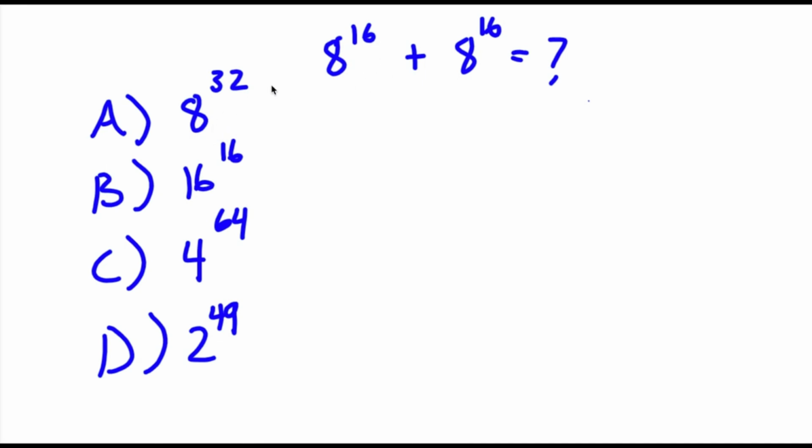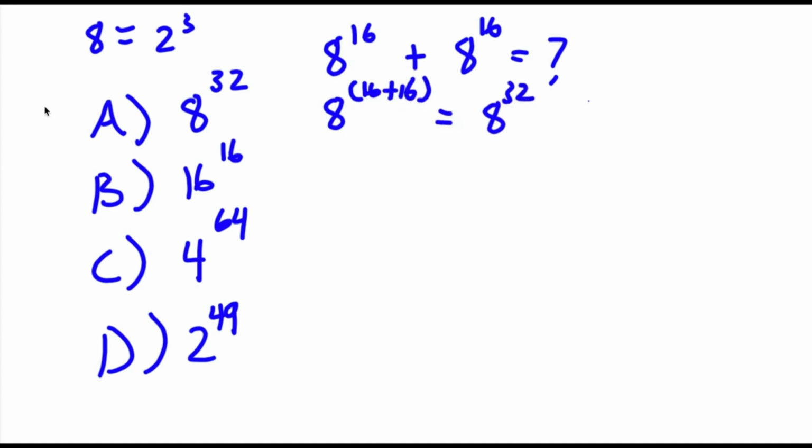So 8 here, this is equal to 2 to the power of 3, right? So let's try out A. A, what they did was they simply just kept the base the same and added the exponents. So they did 8 to the power of 16 plus 16. 16 plus 16 is 32, so they did 8 to the power of 32.